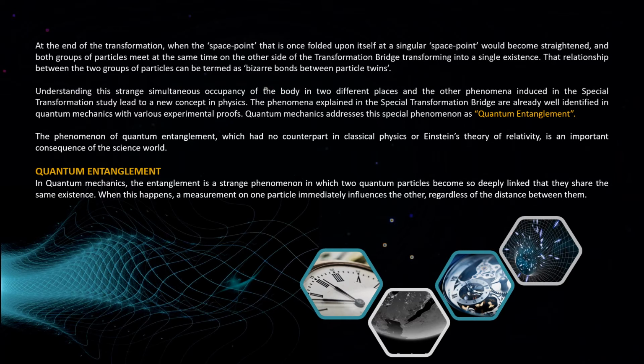The phenomenon of quantum entanglement, which had no counterpart in classical physics or Einstein's theory of relativity, is an important consequence of the science world. In quantum mechanics, entanglement is a strange phenomenon in which two quantum particles become so deeply linked that they share the same existence. When this happens, a measurement on one particle immediately influences the other, regardless of the distance between them.